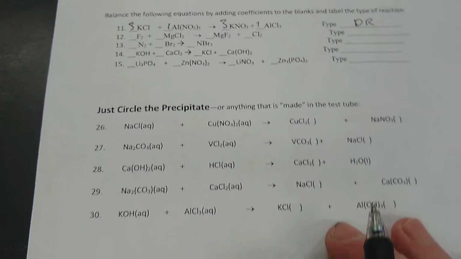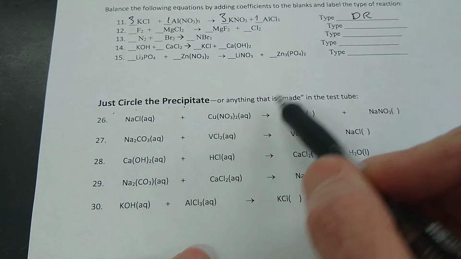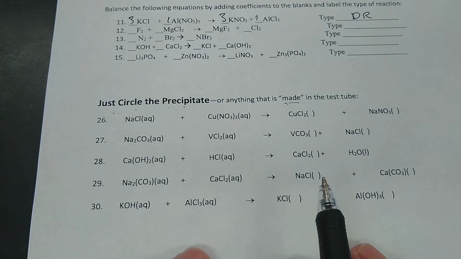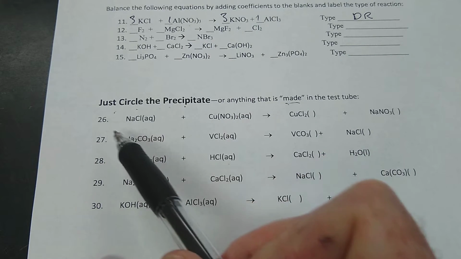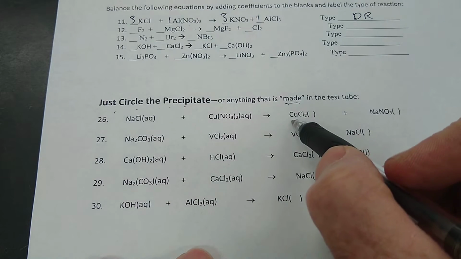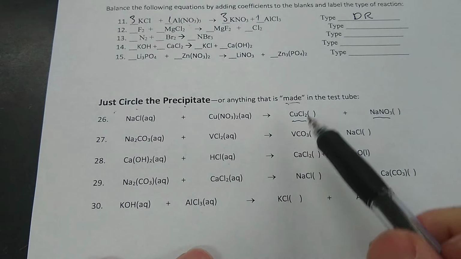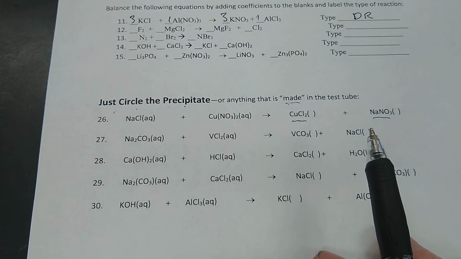All right, look at the directions for this section. Just circle the precipitate or anything that is made in the test tube. So precipitates include anything insoluble or water or gas if you want to do that, but I won't pull that. So we'll look at number 26 here. So we need to see which one of these, if either, is insoluble. So our choices are copper 2 chloride or sodium nitrate.